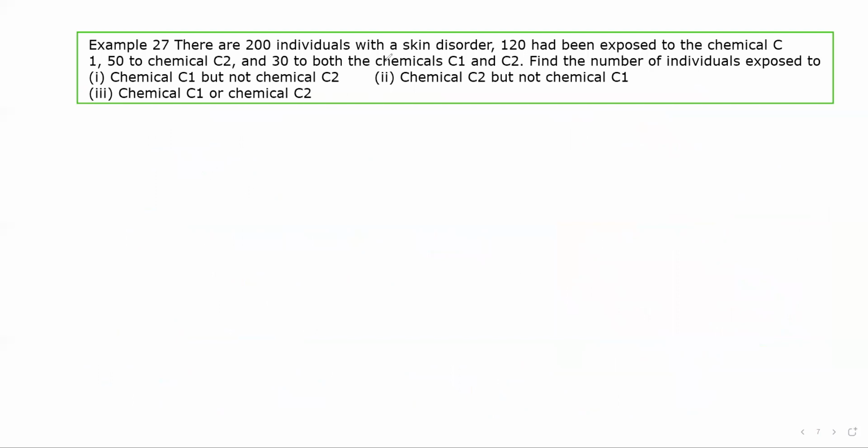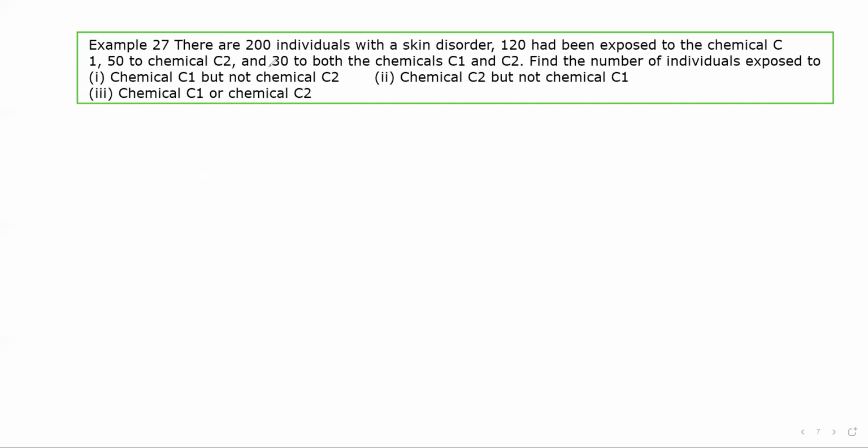There are 200 individuals with skin disorders. 120 have been exposed to chemical C, 50 to chemical C1, 50 to chemical C2, 30 to chemical C1 and C2, both. Find the number of individuals exposed to chemical C1 but not chemical C2, chemical C2 but not C1, and then C1 or C2. So now, what is given to you?